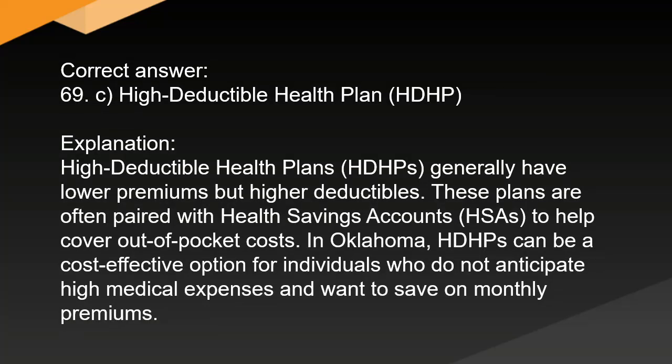Correct answer. C. High deductible health plan. Explanation. High deductible health plans generally have lower premiums but higher deductibles. These plans are often paired with health savings accounts, HSAs, to help cover out-of-pocket costs. In Oklahoma, HDHPs can be a cost-effective option for individuals who do not anticipate high medical expenses and want to save on monthly premiums.